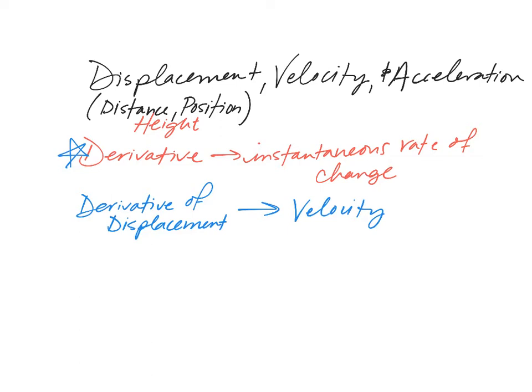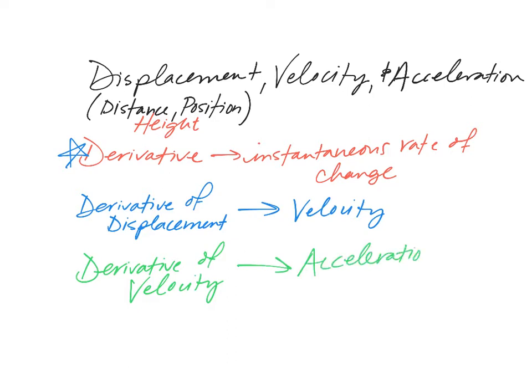Similarly, the derivative of velocity, well, that's asking for the rate of change, or the instantaneous rate of change of the speed over time. So it's the rate of change of the rate of change. And that gives you acceleration.